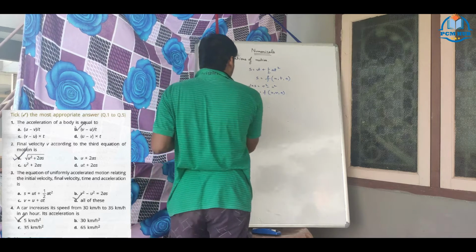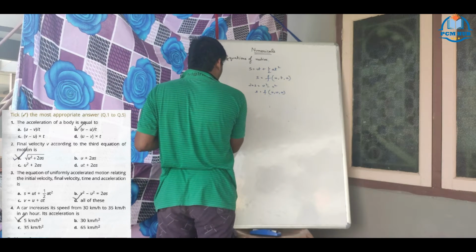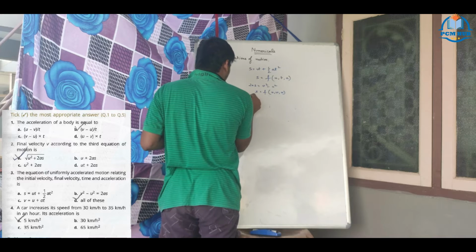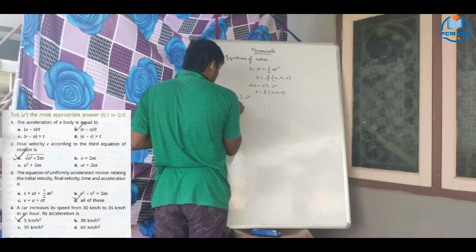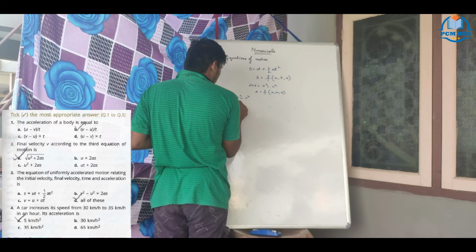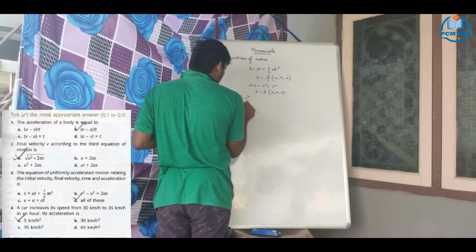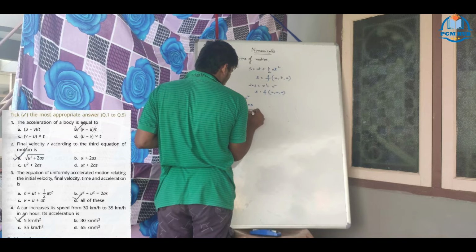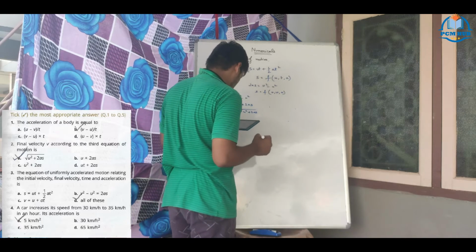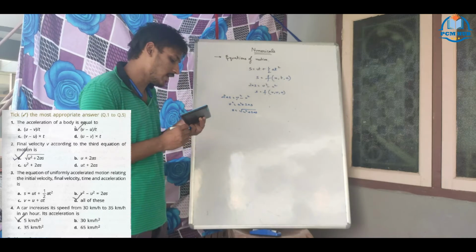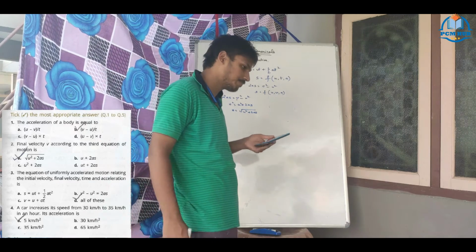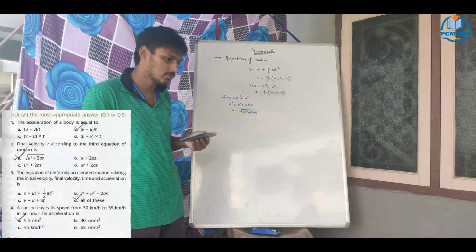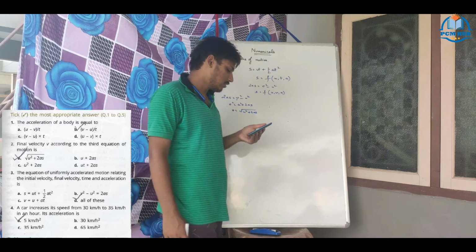So see here, 2as equal to V square minus U square. We need V. So V square equal to U square plus 2as. So V equal to root over U square plus 2as. So option A is the correct answer here. Right? Tick it.